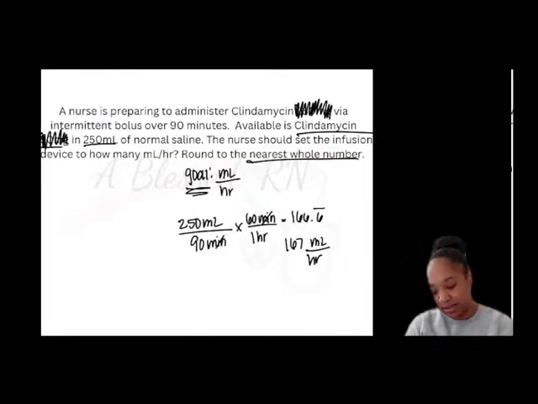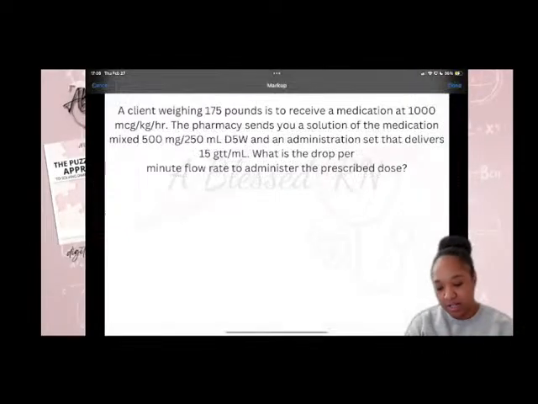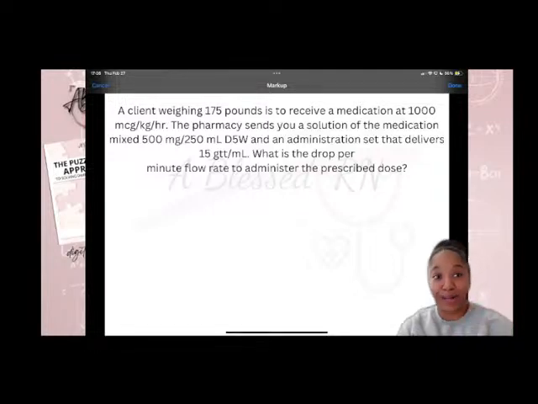Lord have mercy. What's this? Ooh. Okay. This is the last one, I promise. Because this one's interesting. It is a weight-based and a drops per minute one.